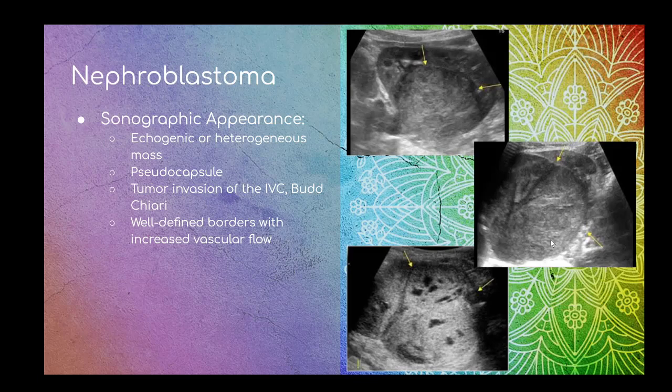As they get larger, they start to invade the different areas, different blood vessels around the kidney. So it's not uncommon to see it invade into the IVC, causing Budd-Chiari syndrome. And if we put color on these, we're definitely going to see a lot of blood flow within the tumor.